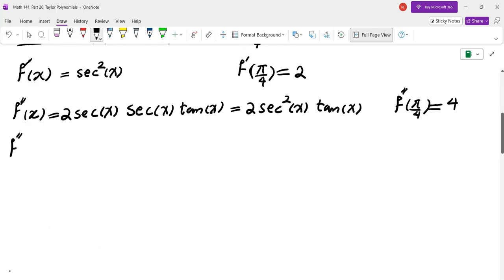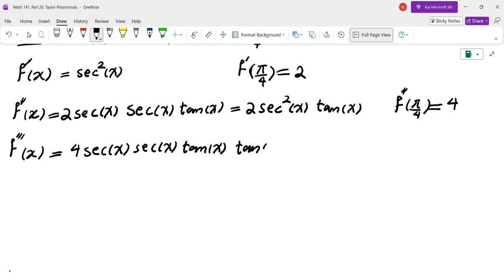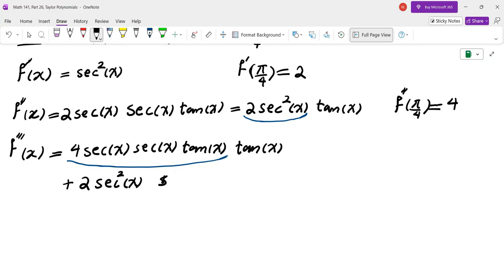Things get a little bit more complicated when we get to the third derivative, so we'll have to use the product rule. So we get 4 secant of x, that's the power rule, but I'll have to use the chain rule, so secant times tangent again. So that's the product rule. I'm taking the derivative of this one, which is going to be that. So 4 secant times derivative of secant times tangent, plus 2 secant squared of x, and then times the derivative of tangent, which is secant squared of x.